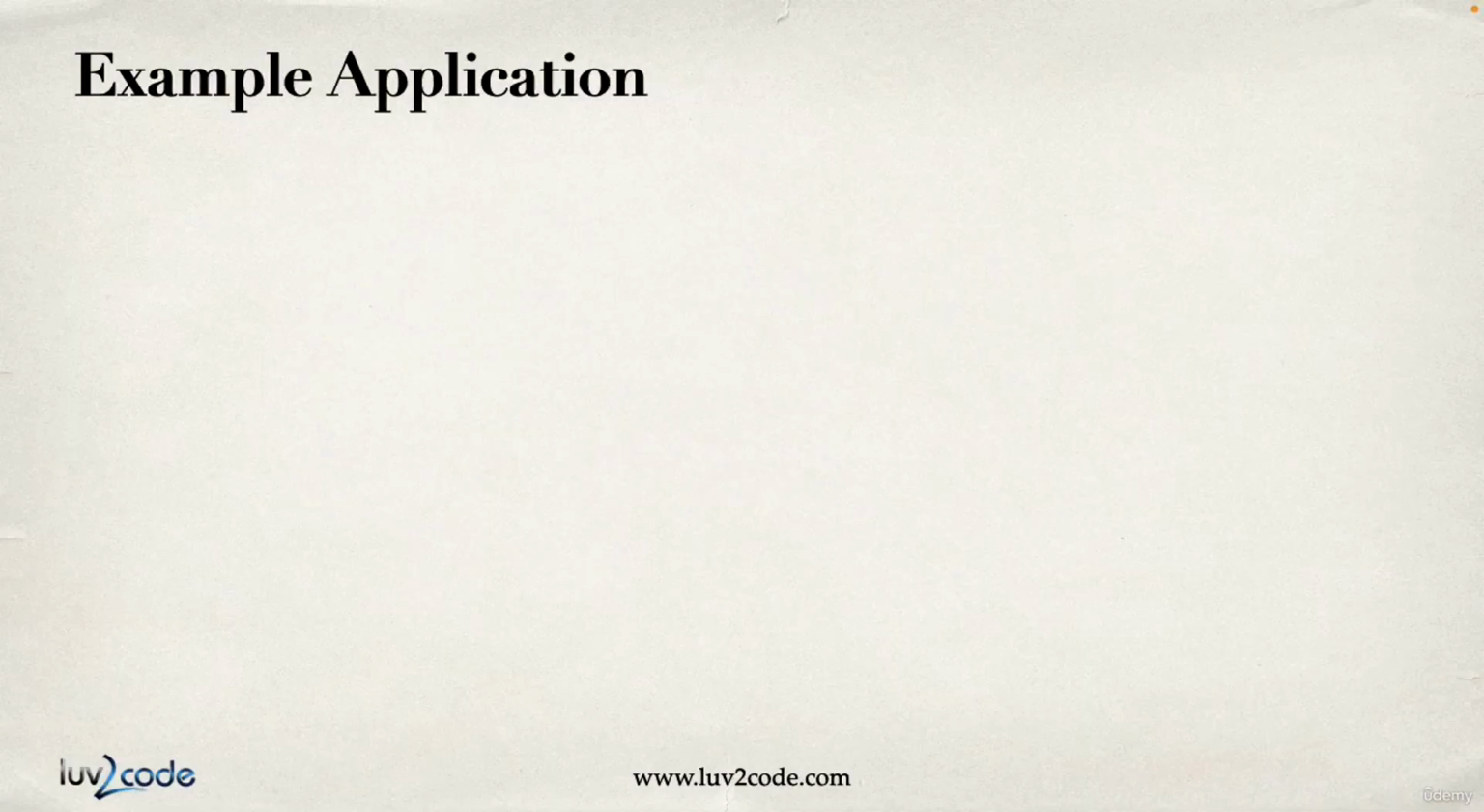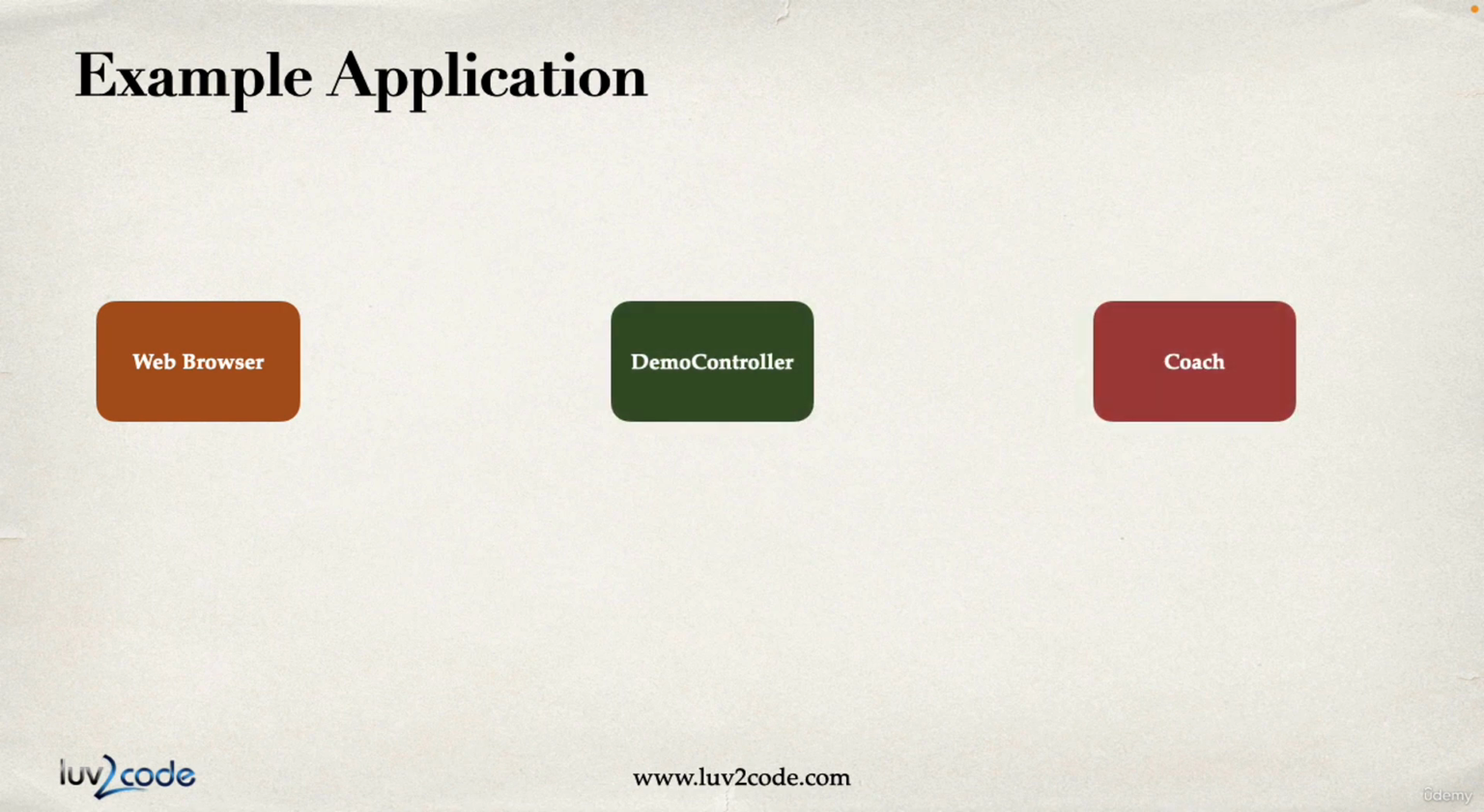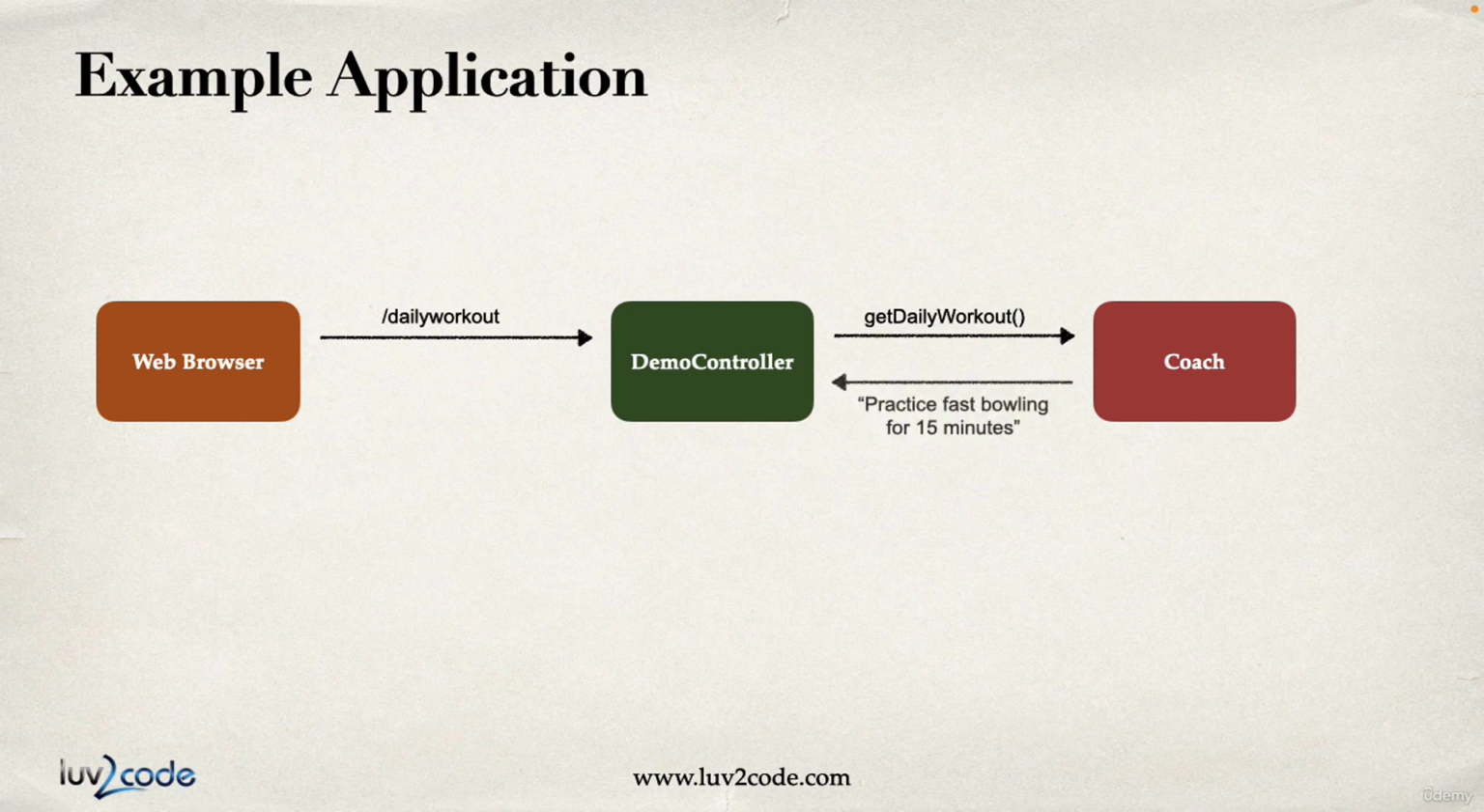Now, just to continue on, let's look at another example application here. So we have our web browser, we have this demo controller, and then we have a coach. In our web browser, we'll go to this endpoint /daily workout. Our demo controller will communicate with the coach. It says, hey, get daily workout by calling that method. That method is going to return a string, practice fast bowling for 15 minutes, and then we'll simply return that to the browser. So that's kind of the big picture here, of this example that we want to put together.